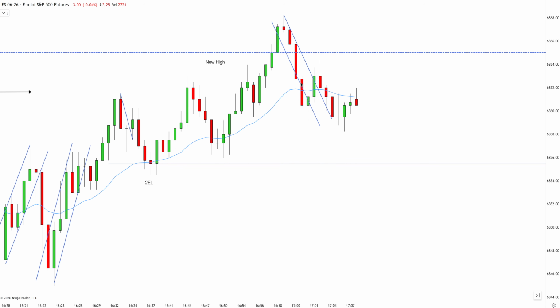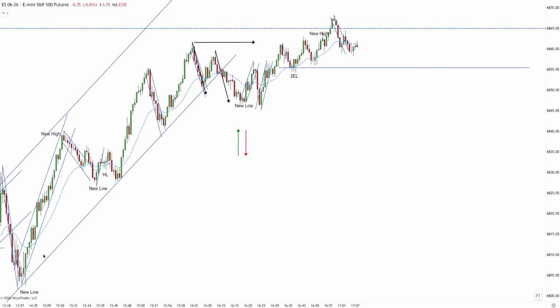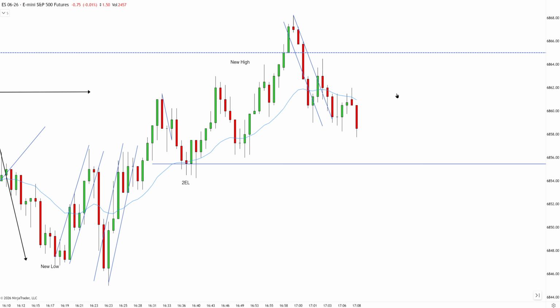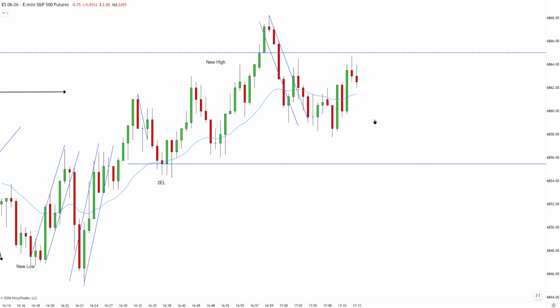For this reason, I don't really want to take the failed second entry long, especially since we traded up so significantly. So I'm not going to take the failed second entry long. It still worked, but we cannot take it.